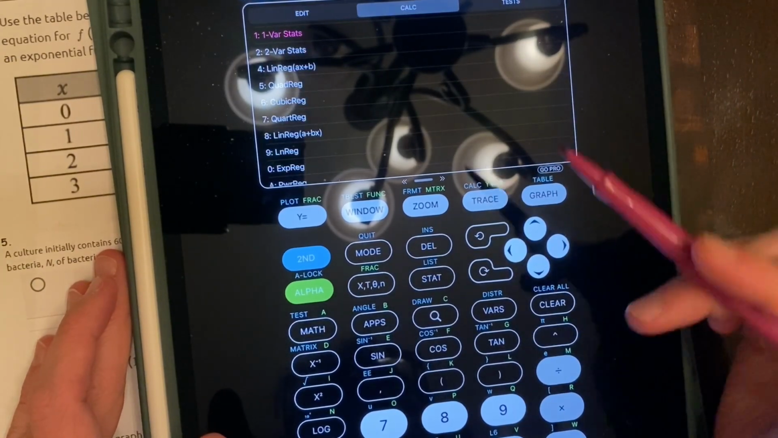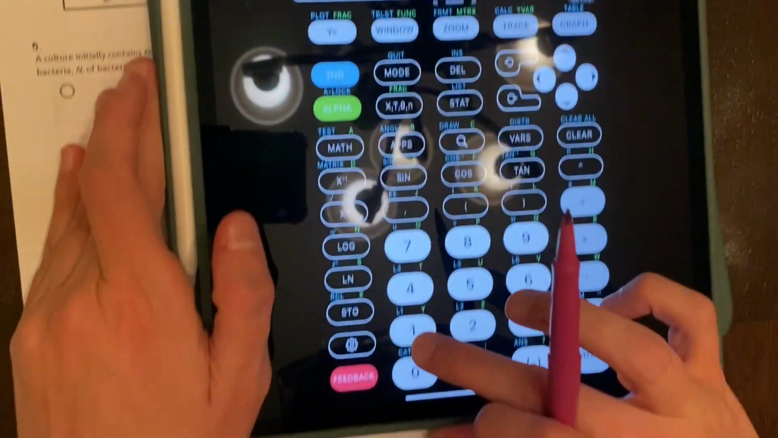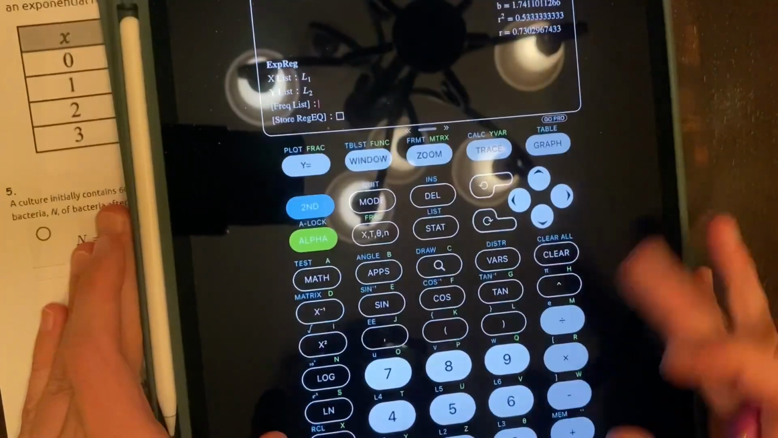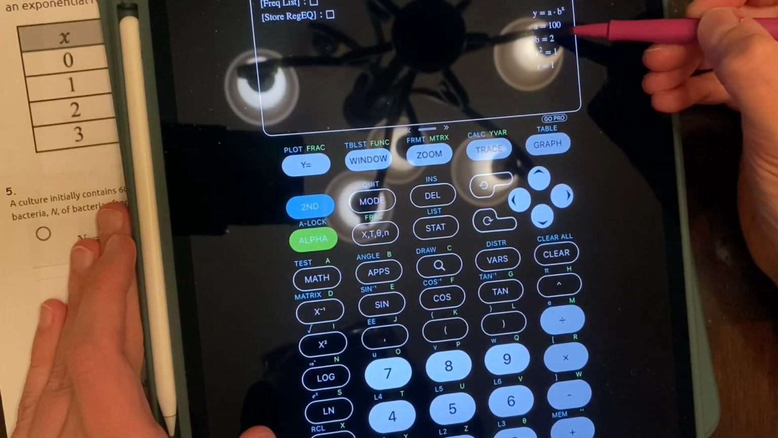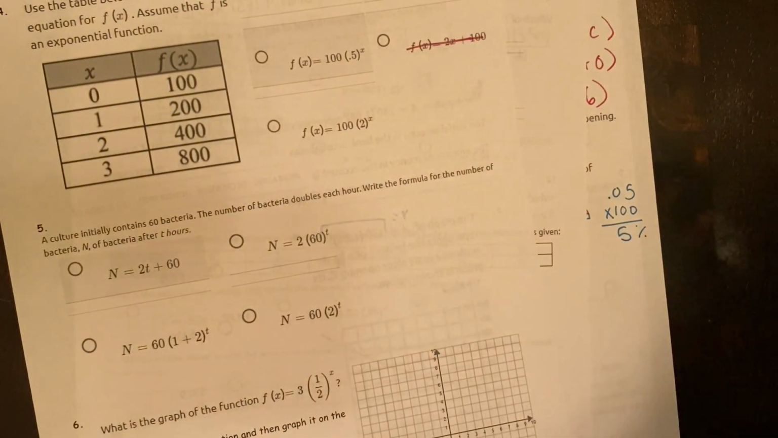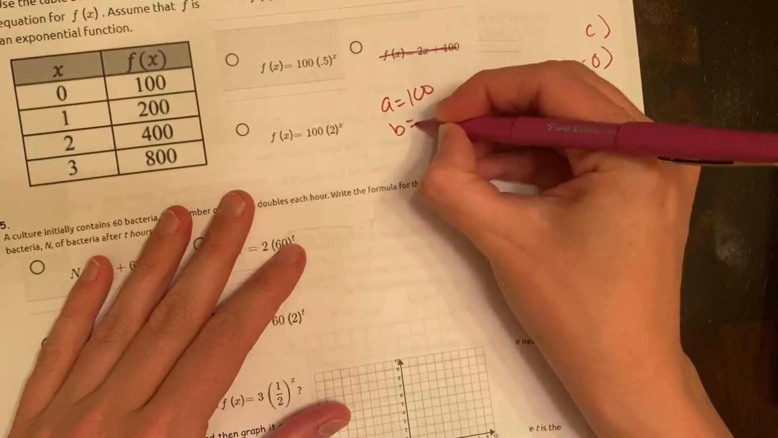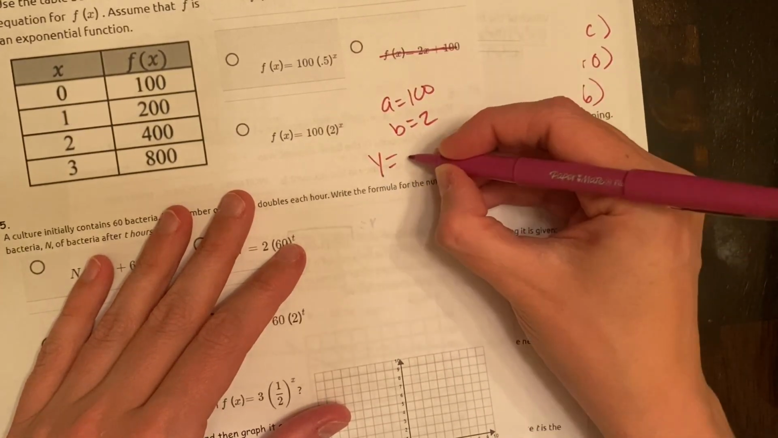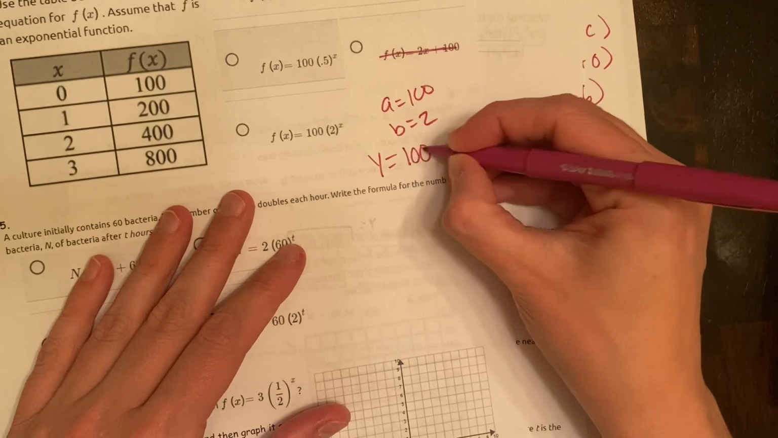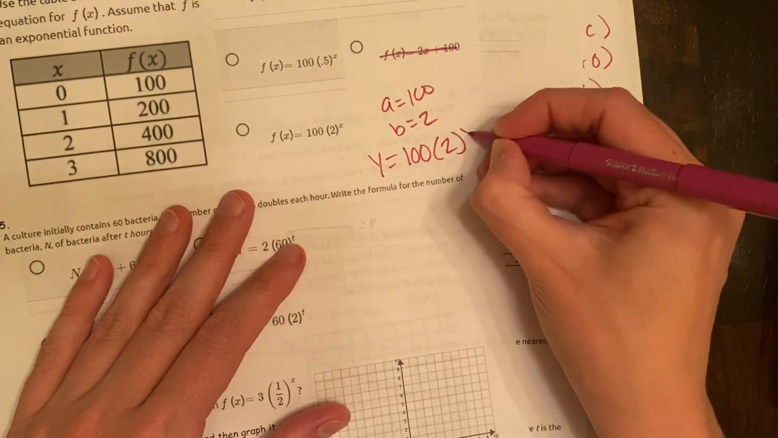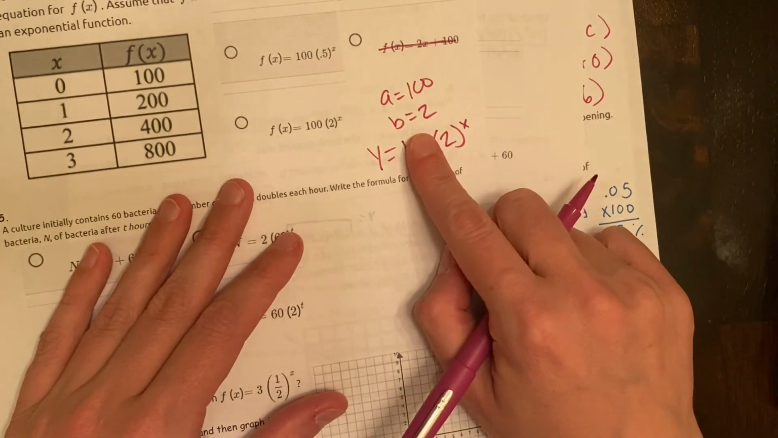So Stat, again, Stat Calc 0 says A is 100, B is 2. So remember, it says A is 100, B equals 2. So that'd be Y equals, A goes on the outside of the parenthesis, B goes on the inside. B is already done for you.